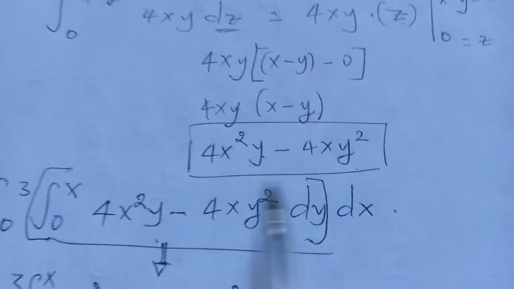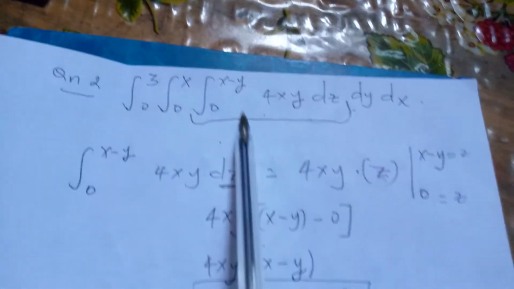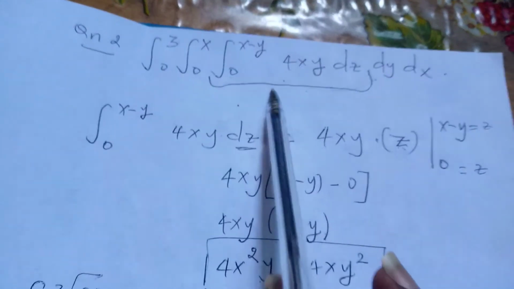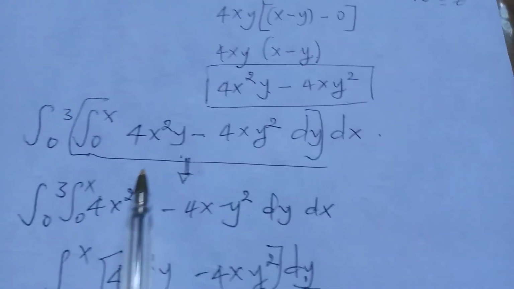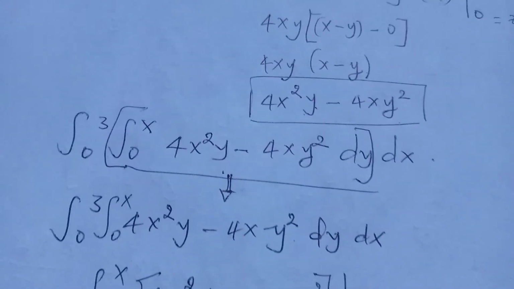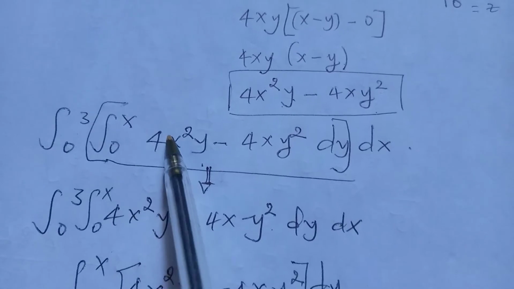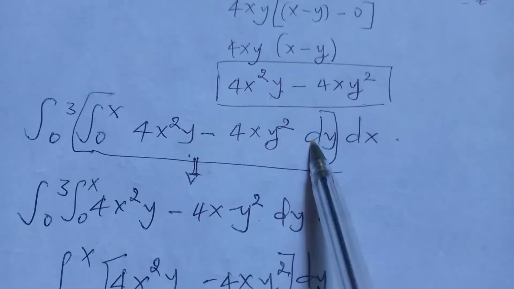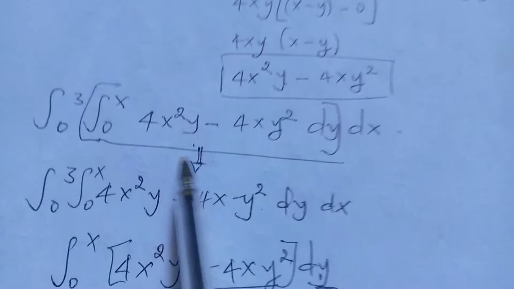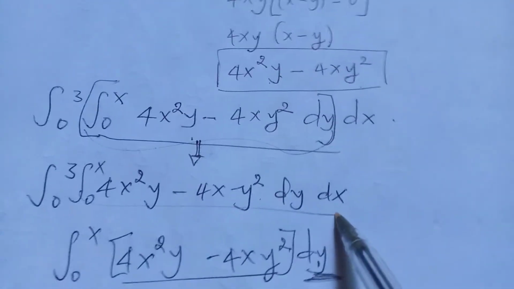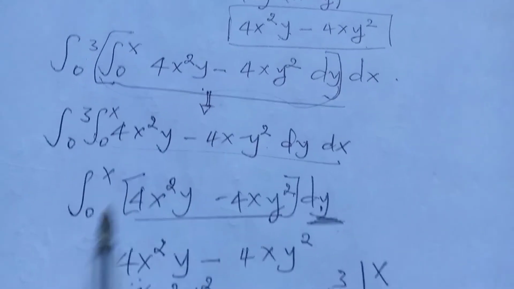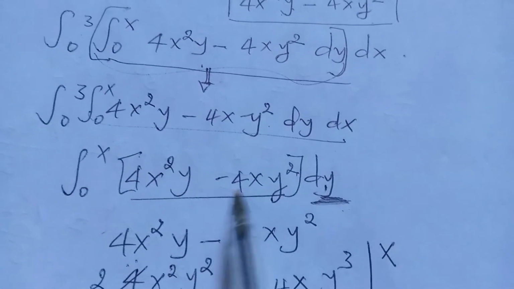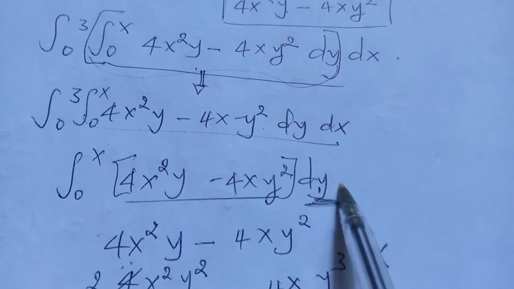After getting this solution, we are going to replace this solution into the function which is this one, and then we integrate with respect to y from 0 to x. Here we will find the integral from 0 to 3, integral 0 to x, 4x squared y minus 4xy squared dy dx, which is this solution. Then we are going to integrate this. Then integral from 0 to x, this will be equal to 4x squared y minus 4xy squared dy.